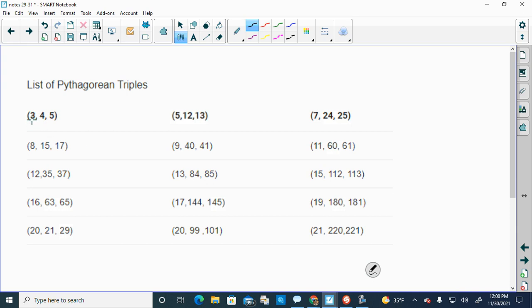And this makes a right triangle. When you square this, add this to get that. These are always right triangles. Okay, so make sure you get those written down. Pause the video if you need to. It'll be part of your notes.